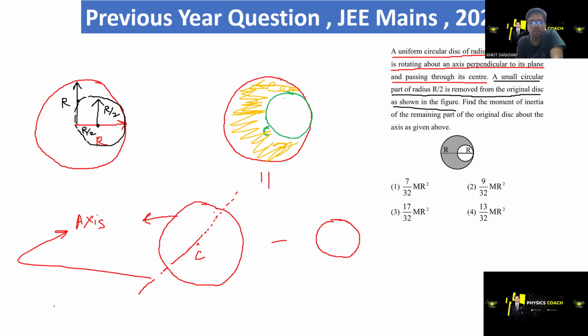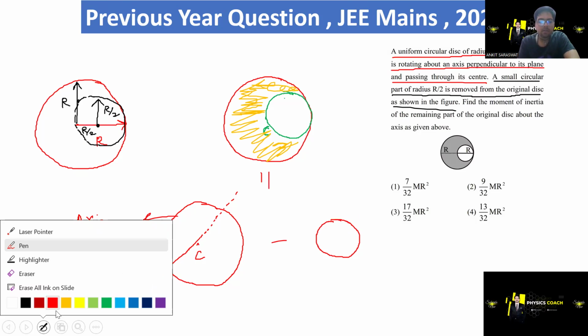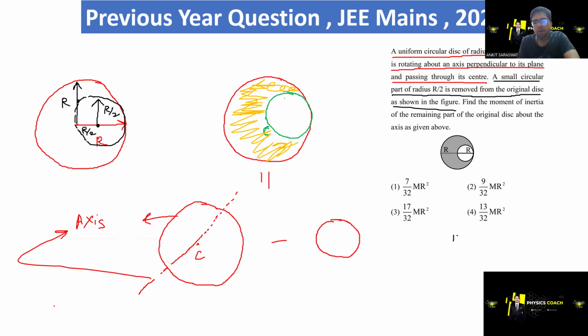So about this axis, what is the moment of inertia? For a disk, mr square by 2. And we need to subtract the moment of inertia of this cut portion about this axis. So let's find the mass first of all. For pi r square, mass is m. The cut portion radius is r by 2, so the area will be pi r square by 4. So mass will be m by 4.